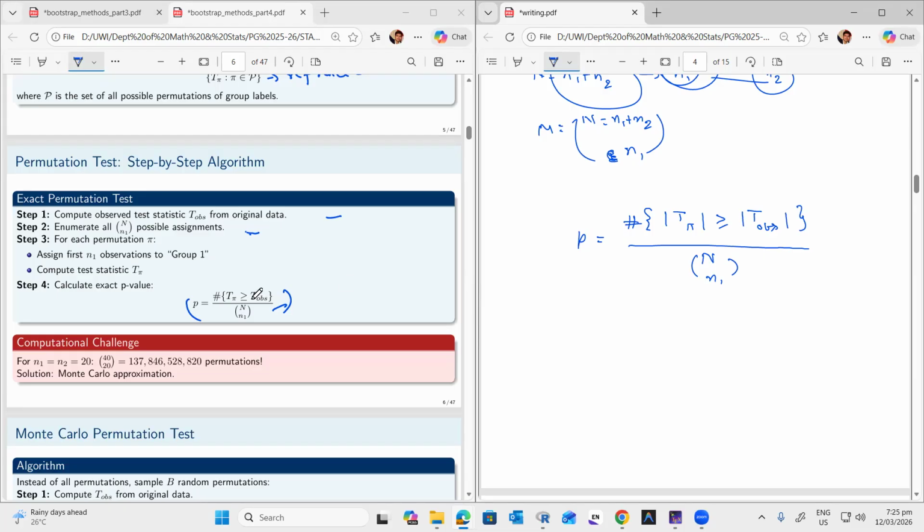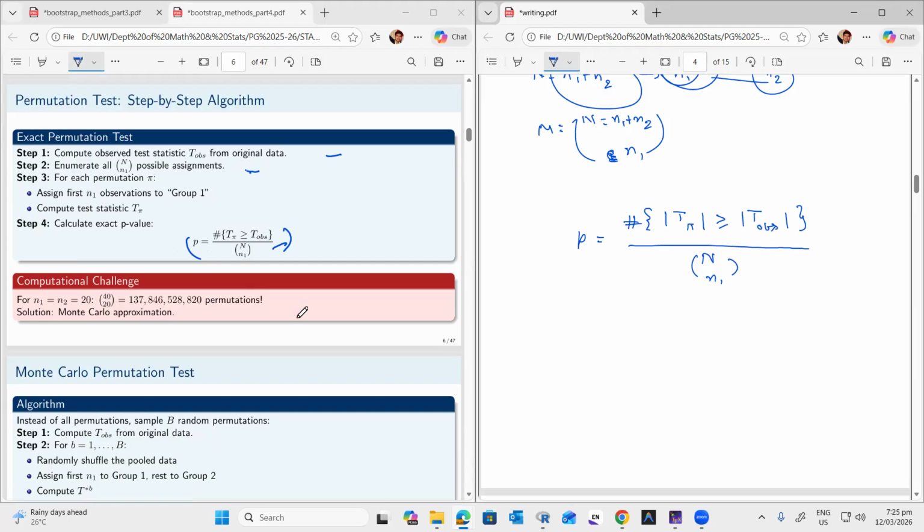So now the computational challenge that we have: if n1 and n2 both are 20, at that time the total possible ways are 40 choose 20, that is this one. This is the number of permutations that we'll have. So this number is very large, even for a total sample size of 40. So it requires a computation for around 138 billion times.